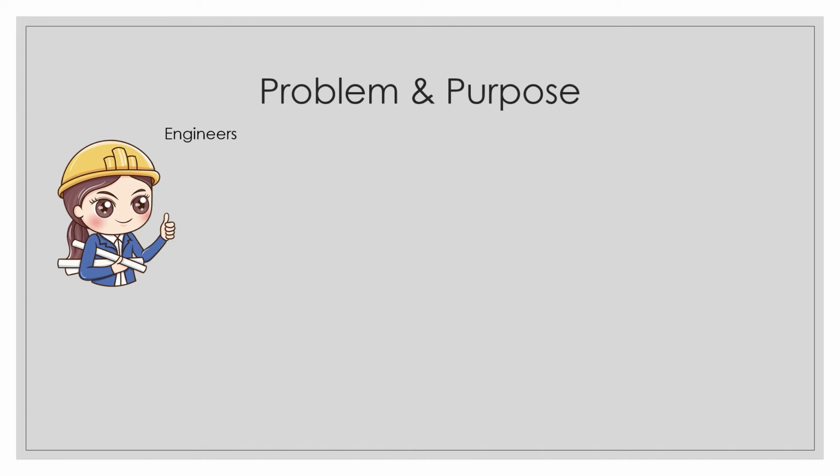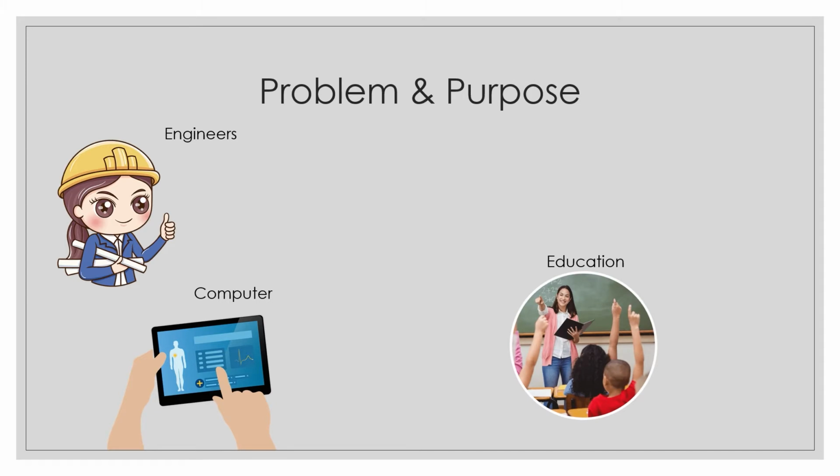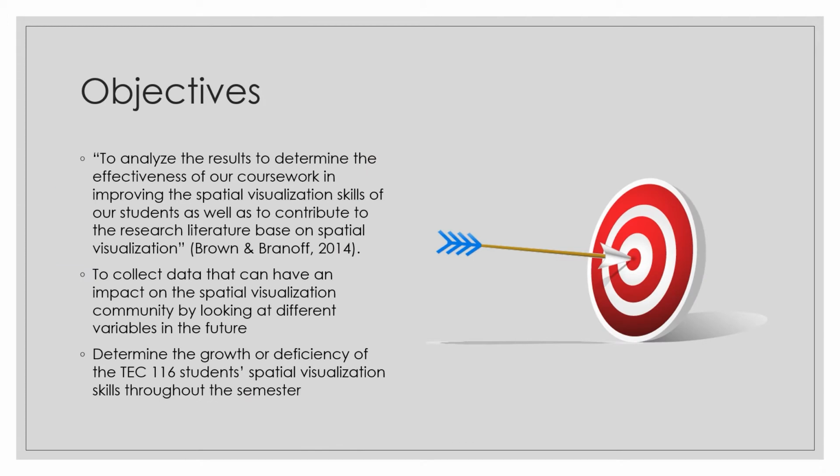The continuation of the problem and purpose is that we try to train proper engineers, overall like computer system technology students, the education majors in our department, the construction, and the overall population that takes this course. The objectives. So from their IRB submission, Brown and Branoff said they wanted to analyze the results to determine the effectiveness of our coursework in improving the spatial visualization skills of the students and contribute to the overall research of spatial visualization. And then they want to collect the data and see how it impacts spatial visualization in the community by looking at different variables. They are determining the growth or deficiency of their Tech 116 students throughout the semester.